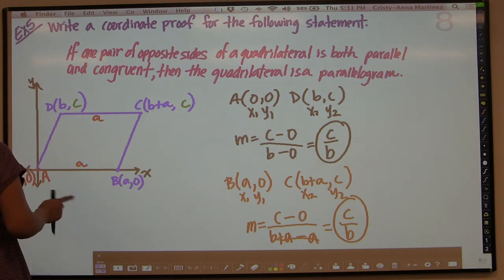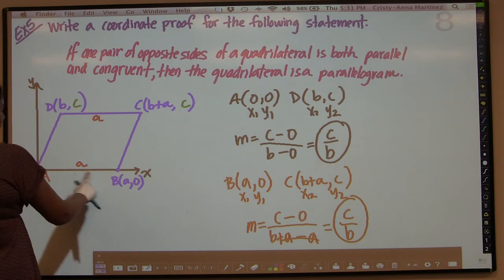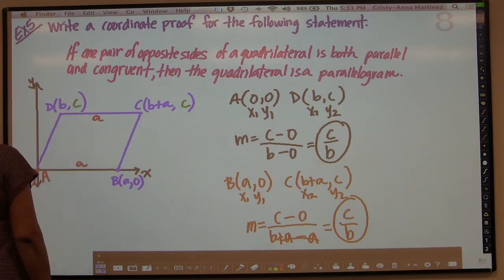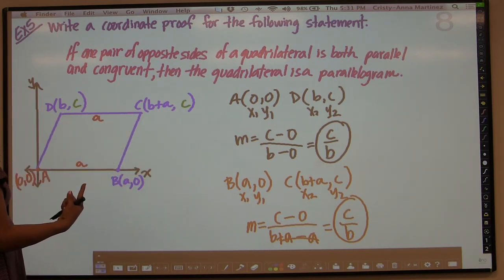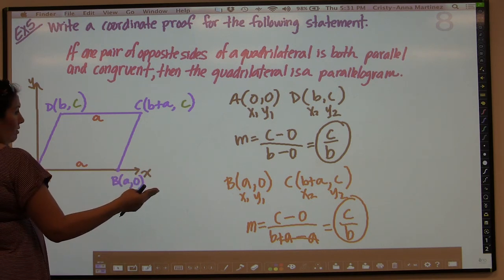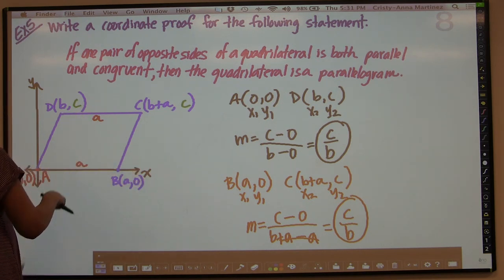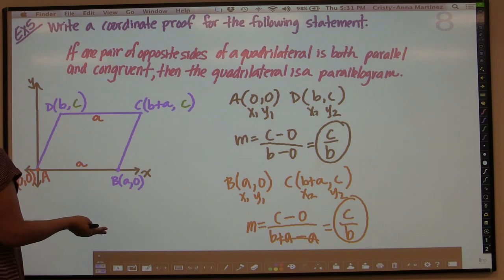And since they both have the same slope, and since we already had demonstrated that this was the same distance, then we have one pair of sides that is both parallel and congruent, and therefore this is a parallelogram. And that's pretty much all you have to do as far as a coordinate proof for this statement.